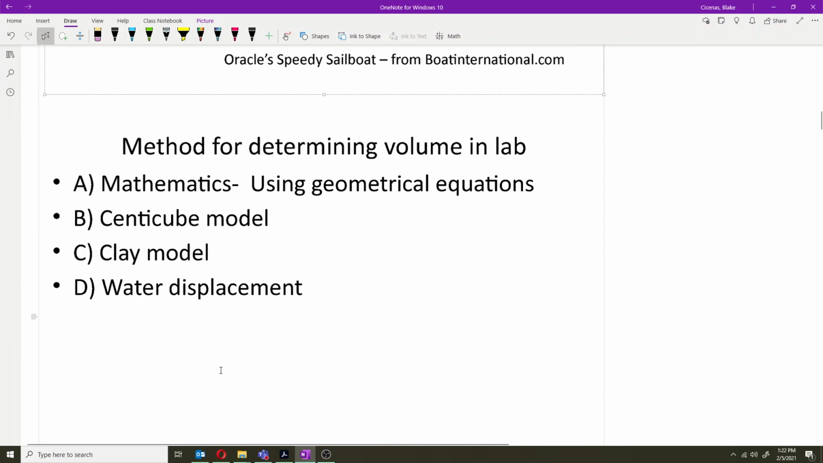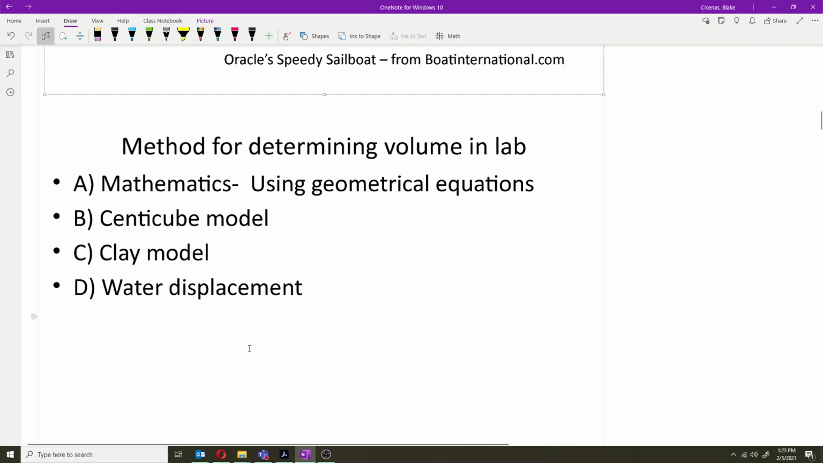Well, methods for determining volume in a lab. We can use math: height times length times width, or 4/3 pi r cubed for a sphere, 1/3 pi r cubed for a cone. You can use the Centicube model. The Centicube model is actually kind of interesting because if you try to, say, take the volume, the area under a curve, for computing, you kind of, in a weird way, use the Centicube model, which is kind of cool.